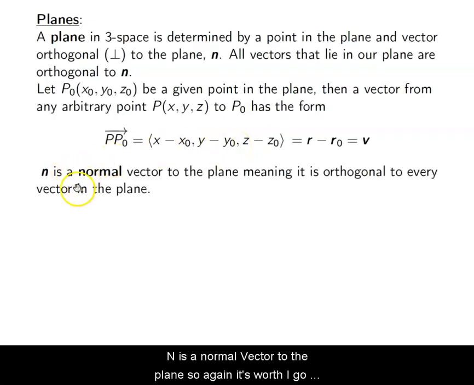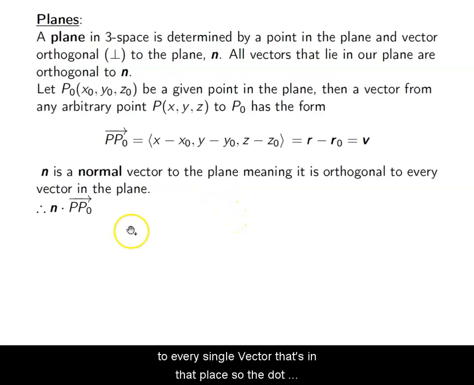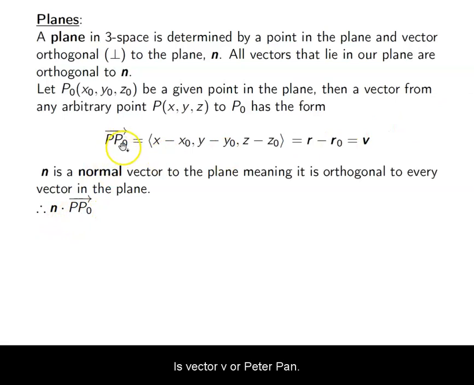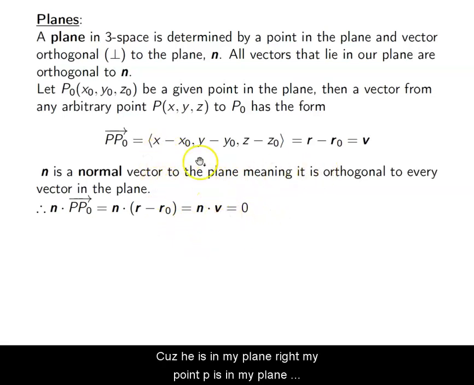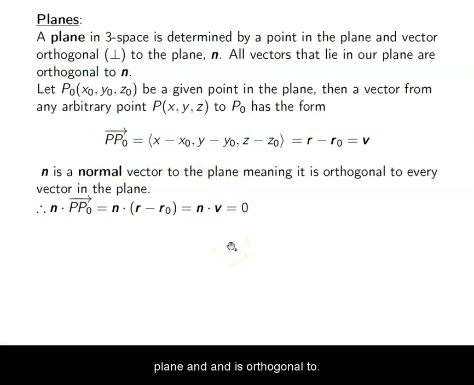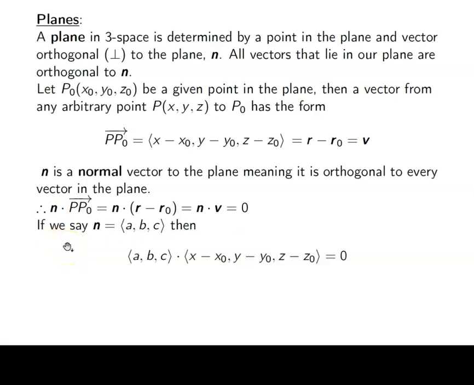So n is a normal vector to the plane. So again, it's orthogonal to every single vector that's in that plane. So the dot product between n and this vector v, or p to p naught, is going to be the same as n dot product with r minus r naught, or n dot product with v, which should be 0, because v is in my plane, right? My point p is in my plane, p naught is in my plane. That means that vector v is in my plane, and n is orthogonal to that plane. So we can say that n is ABC.